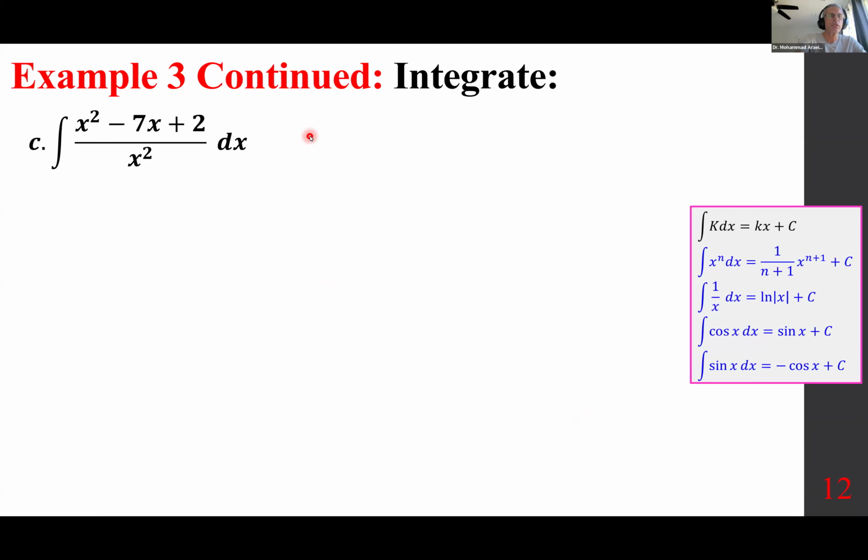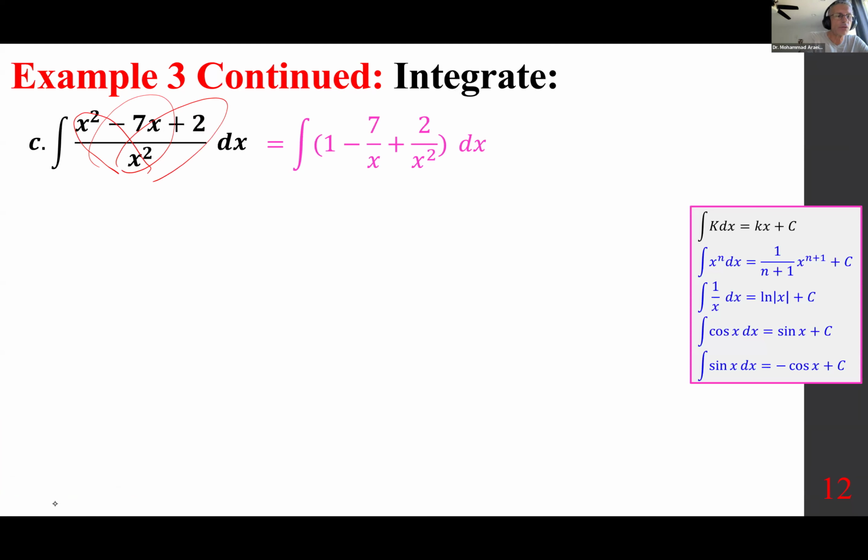So, example 3 continued. We want to integrate the following: the integral of (x squared minus 7x plus 2) over x squared. The methodology is similar to differentiation. First, we cut it into 3 fractions. This is 1, which gives you 1. This is minus 7 over x. This is plus 2 over x squared. So we make up 3 fractions first.